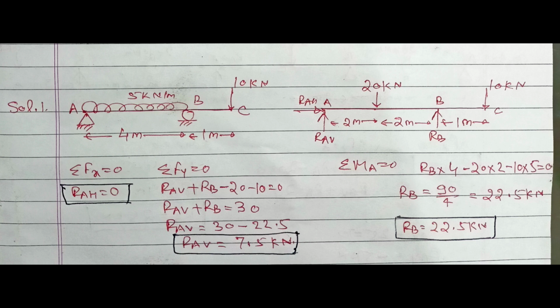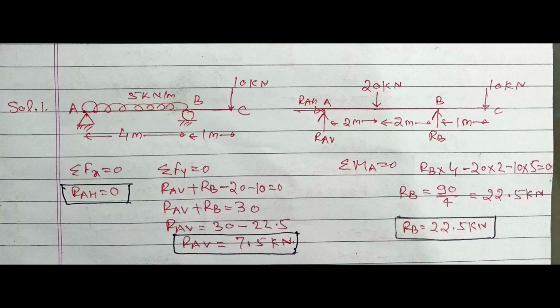So our first equation is sigma Fx equal to 0, that is sum of all horizontal forces equal to 0. You can see from the diagram that there is only one horizontal force which is RAH. So RAH is equal to 0. Our second equation, sum of all vertical forces equal to 0. So RAV plus RB minus 20 minus 10 equal to 0. RAV plus RB equal to 30 kilonewton. This is our second equation.